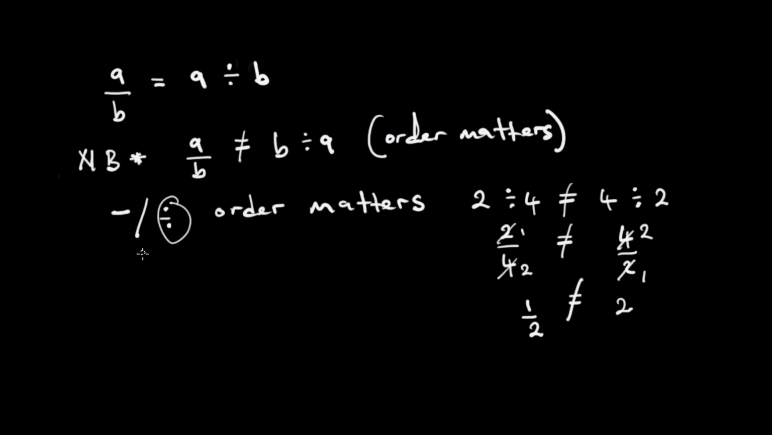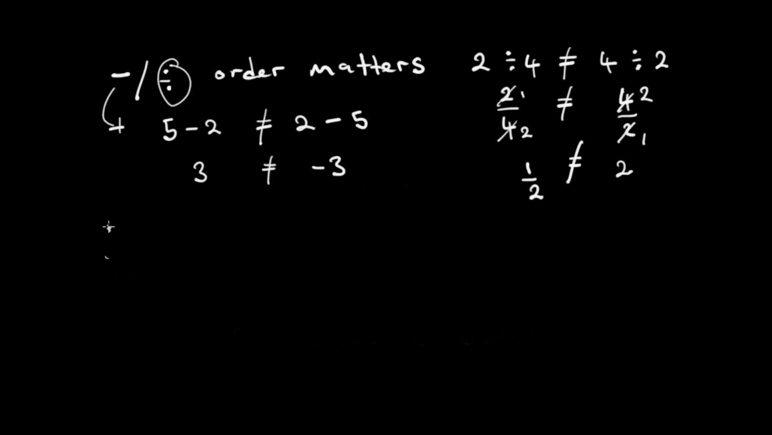The same applies to subtraction. Maybe let us give an example of subtraction. Chikati susu 5 minus 2 is equal to 2 minus 5. Because 5 minus 2 ndi 3, asi 2 minus 5 ndi minus 3. When it comes to addition and multiplication, order does not matter. Addition and multiplication, order inabasa.